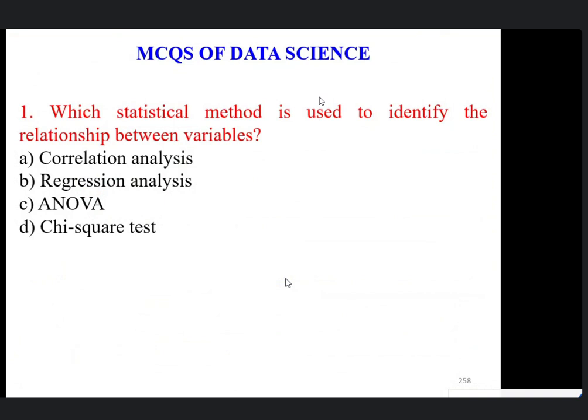A small test for you. Still time is there. You try to answer, no problem. Then we will move to the next concept.